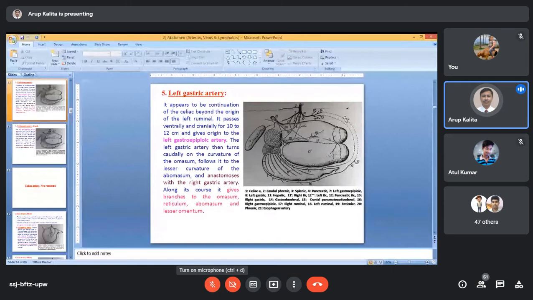The gastroduodenal artery will come down. It will give 2 branches, that is the cranial pancreatoduodenal and the right gastroepiploic artery. The right gastroepiploic artery joins with the left gastroepiploic artery, number 7. That means the left gastroepiploic artery arises from the left gastric artery, and the right gastroepiploic artery arises from the gastroduodenal artery.